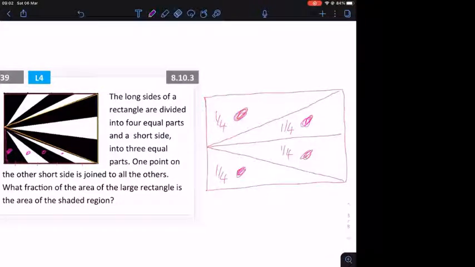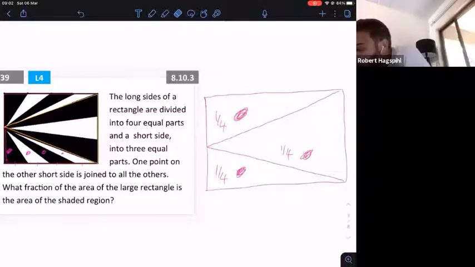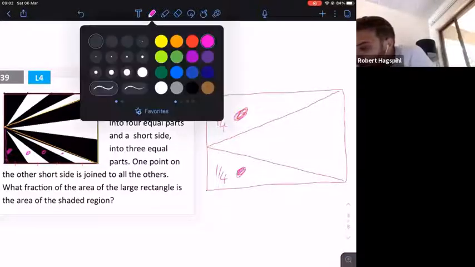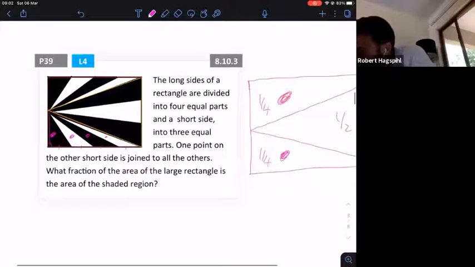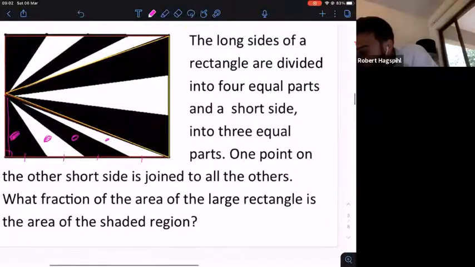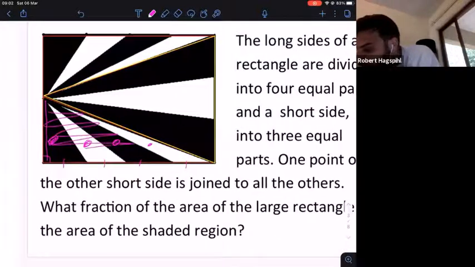All right. So if both of these are equal to a quarter, that means that this area is equal to a half. Okay, cool. So this red triangle at the bottom there is equal to a quarter of the whole triangle.